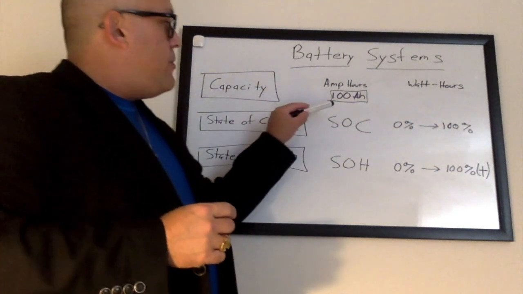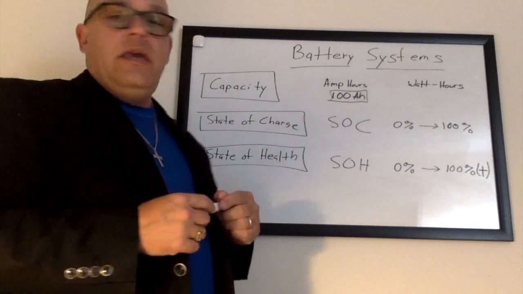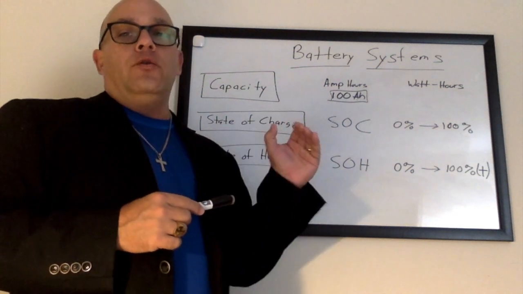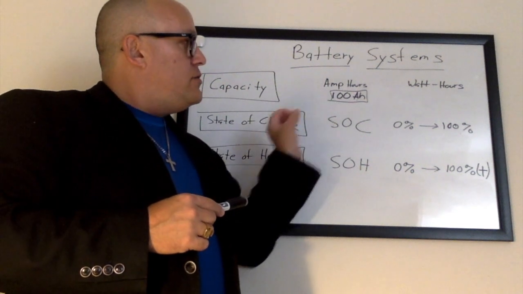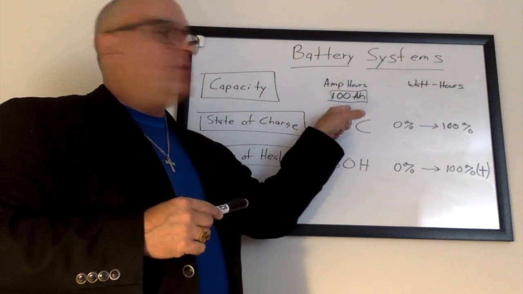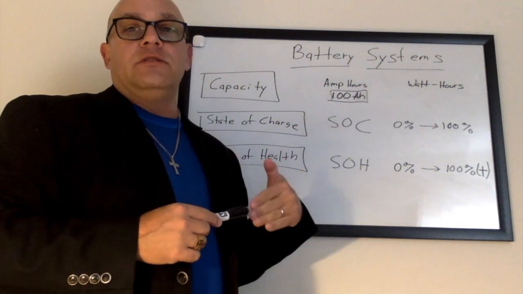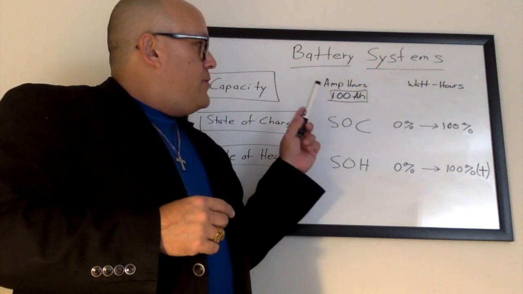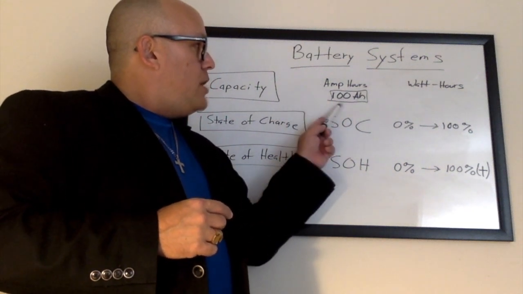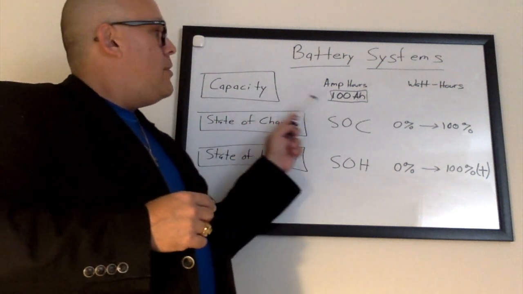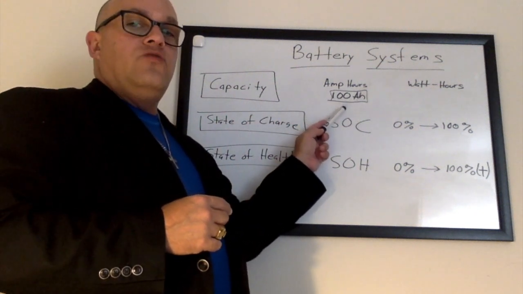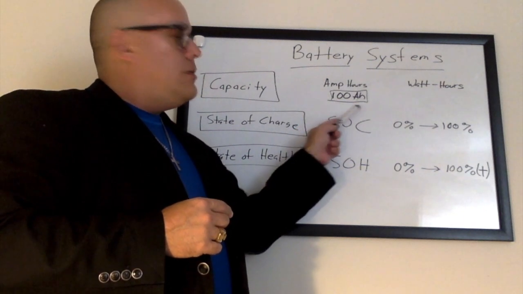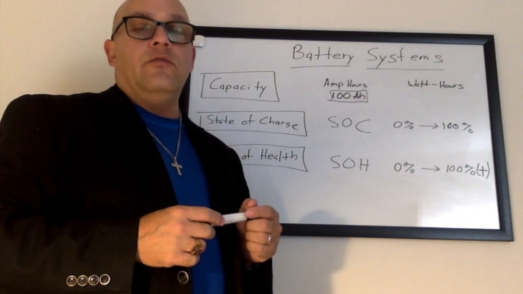So if you have a battery with a capacity of 100 amp hours, that means that if you have it at full capacity and you discharge it at 100 amps, in 1 hour the battery will be drained down to zero. Nothing left in it. Okay, one more time, let's go over that. If your battery with 100 amp hours of capacity is drained at 100 amps within 1 hour, this battery will have zero capacity.